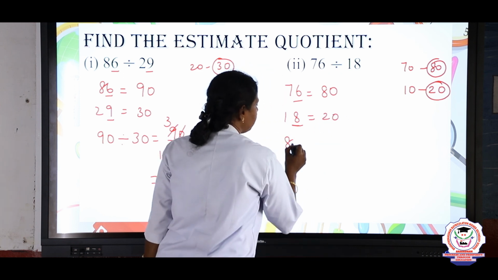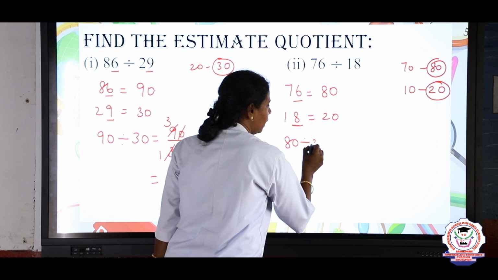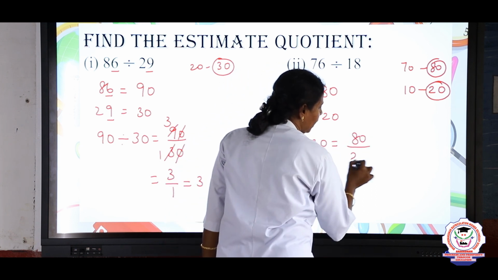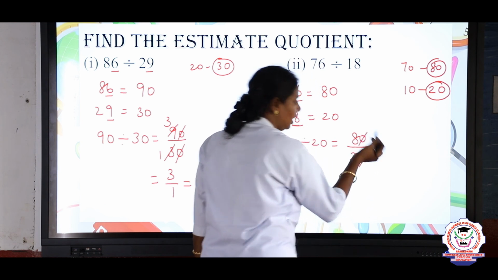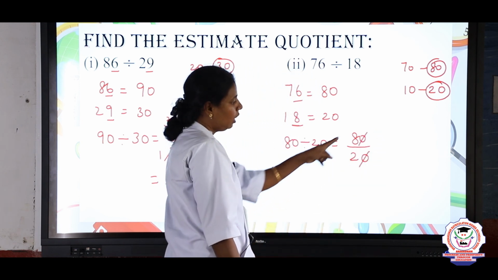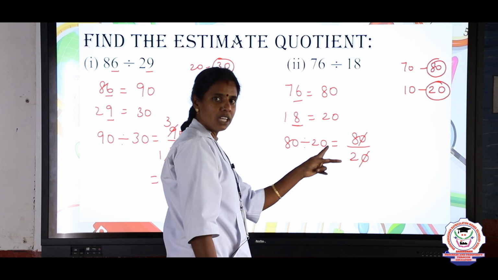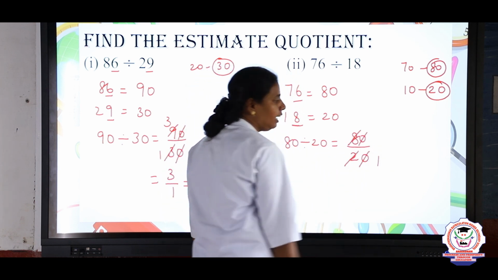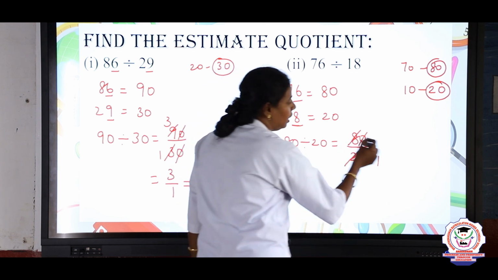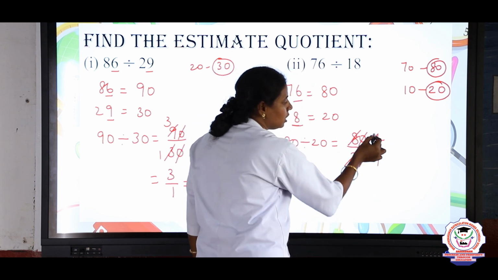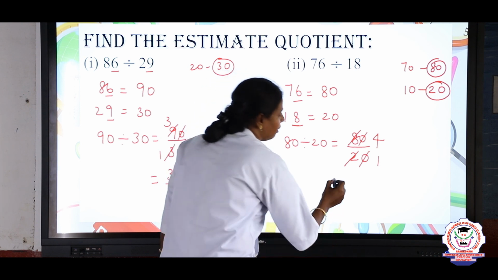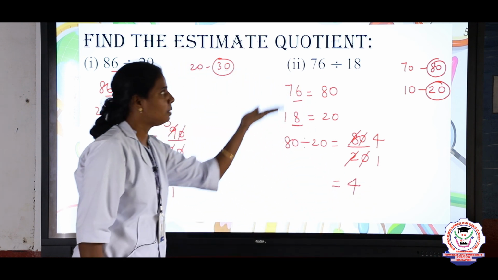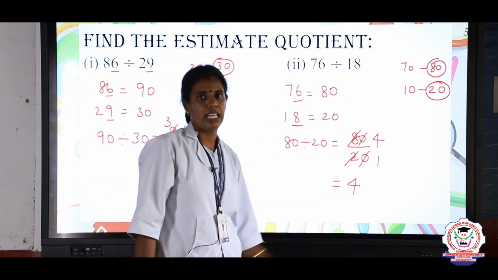So the estimated value is 80 divided by 20. 0 and 0 will get cancelled. Now 8 and 2 can be cancelled using the 2 table, right? 2 ones are 2, and 8, how many times? In the 2 table, 2 fours are 8. So the answer is 4 by 1. We can write 4 by 1 as 4, which is the quotient of the estimated value of 76 divided by 18. Is it clear?